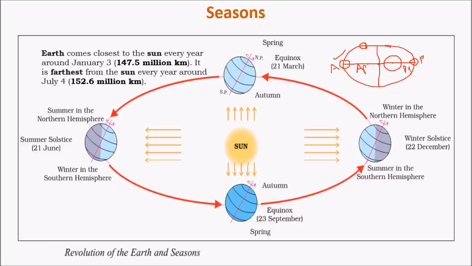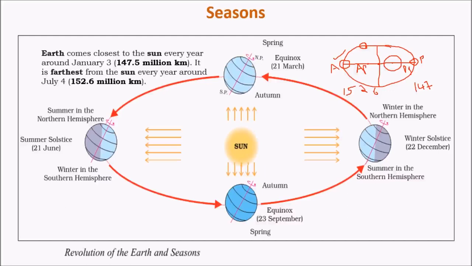So for the revolution of Earth around the Sun, the apogee is 152.6 million kilometers, whereas the perigee is only about 147 million kilometers. Hence, due to variations in these distances also, the amount of sunlight received during these two periods is quite different.